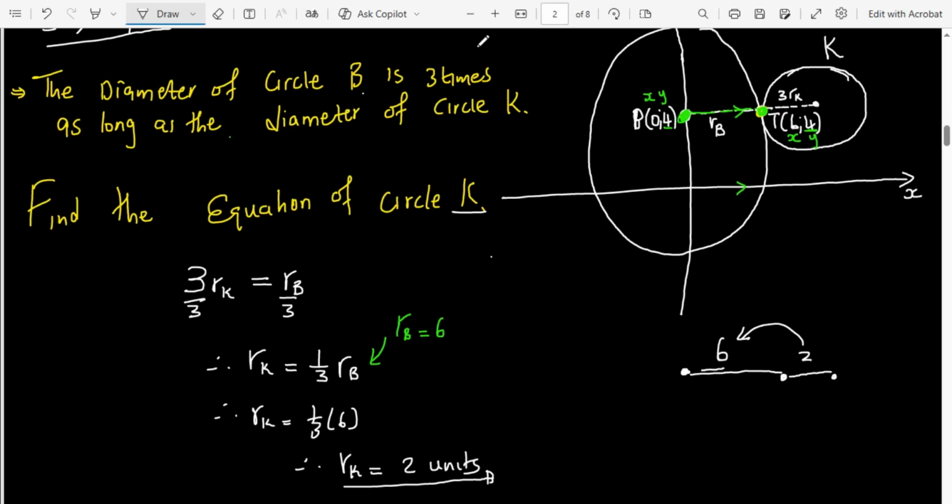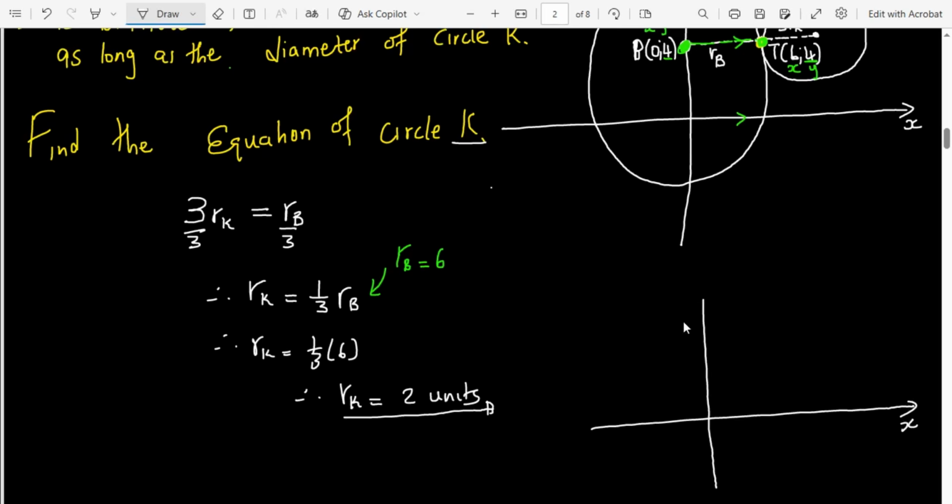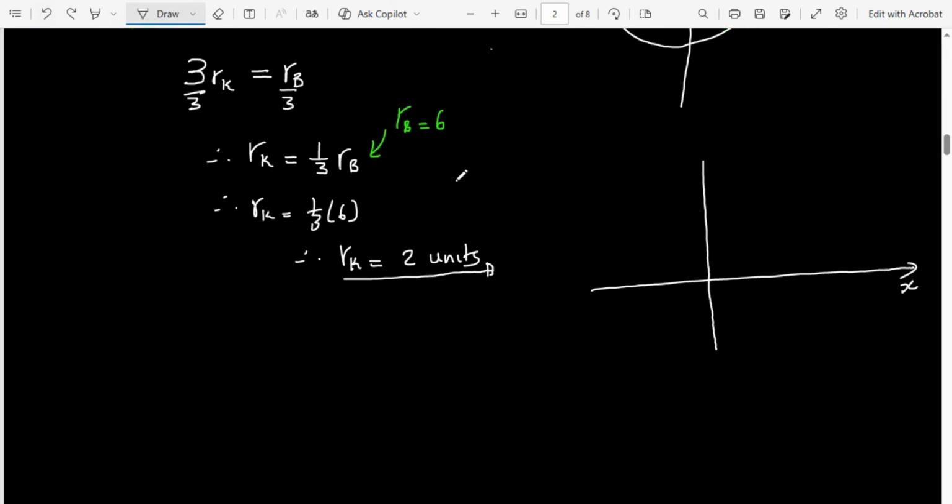Okay. So now I'm going to redraw my graph. Even if we don't redraw it, I think. Okay, let me redraw this. I'm just going to redraw the problem here. Remember, this is X, this is Y. Okay, let me quickly redraw that drawing.